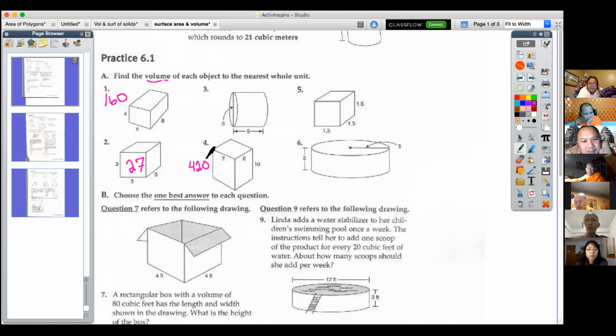San, did you catch on that? Width 6, length 7, height 10. For number 3, the 6 is not the radius. The 6 is a diameter, from one side to the other. If the diameter is 6, what is your radius? Okay, we'll do 5 first.